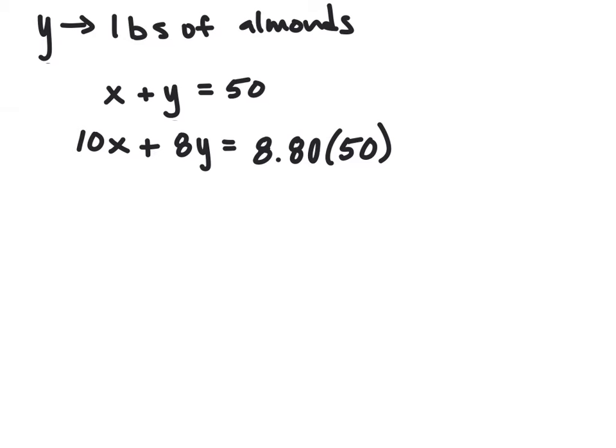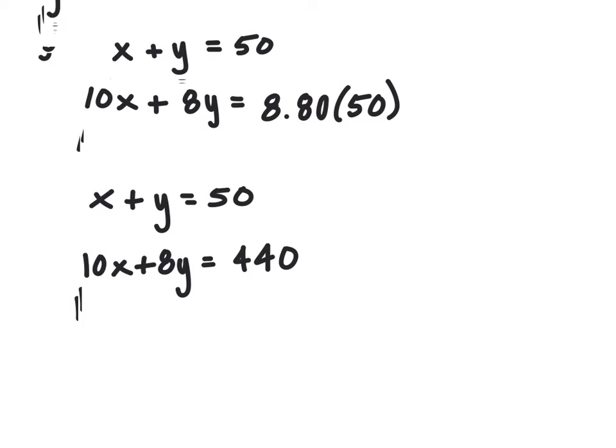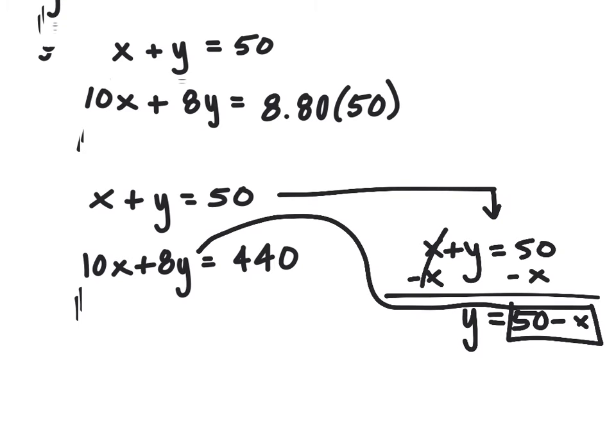And so let's go ahead and solve this equation system. I'm going to use substitution on this, but I'm going to rewrite my first equation because I need to take 8.8 and multiply it by 50. And so we get 10x plus 8y is equal to 440. From here, you could use elimination because the numbers work out nice and neat, but it doesn't matter. I'm going to use substitution though. So I'm going to take the equation x plus y equals 50 and subtract x from both sides, and we get that y is equal to 50 minus x.